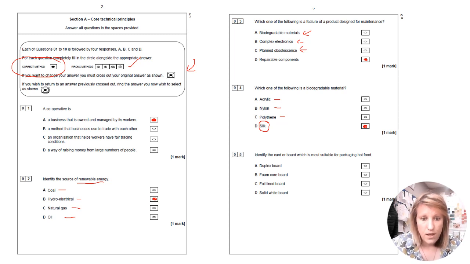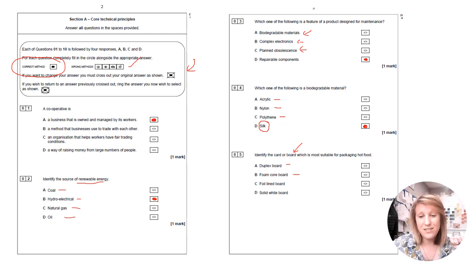Next question. Identify the card or board. Now, don't get confused when it says board. When it says board, it means cardboard. It doesn't mean manufactured boards, it means cardboard. So identify the card or board which is most suitable for packaging hot food. Straight away you're thinking, well, it needs to keep the heat in, or it needs to make sure that the food is not going to absorb into the material. Duplex board is just card that has different effects on either side. Like a cereal box has the shiny side and then the not shiny side. That's duplex board, so that's not the best one.